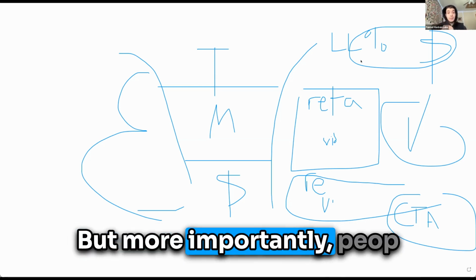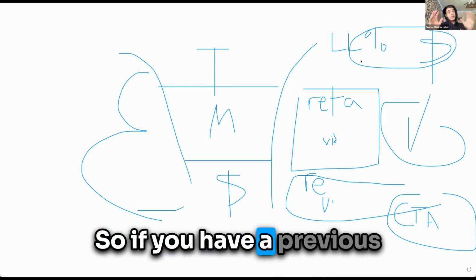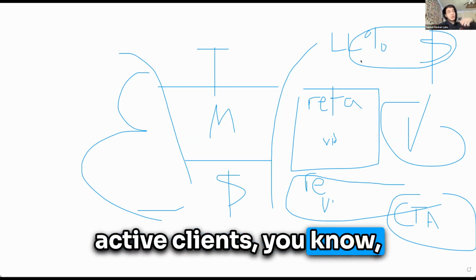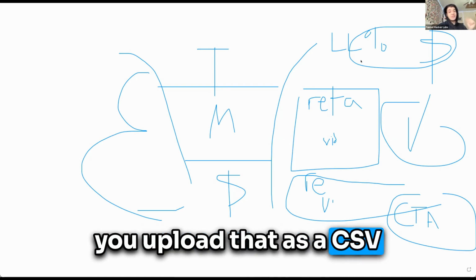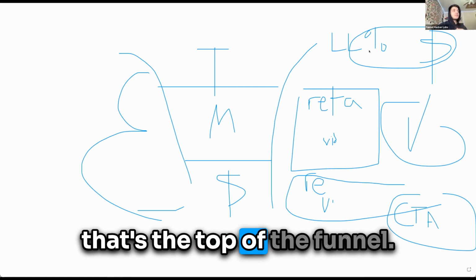But more importantly, a customer list is the best one. If you have a previous customer list of active clients, you can upload that as a CSV file right into the audience, create a 1% lookalike, and send out ads to that. That's the top of the funnel.